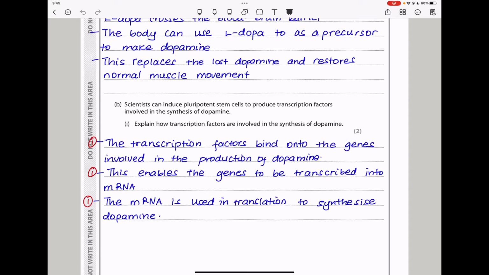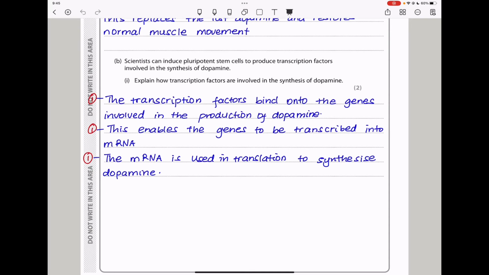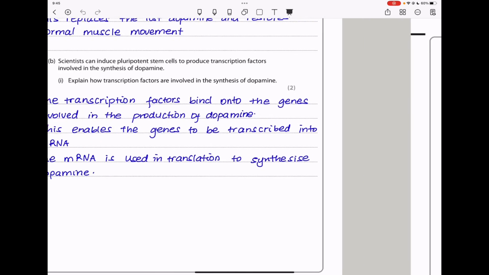If you remember, transcription factors will bind to specific genes that are to be transcribed. So here I said that transcription factors bind onto the genes involved in the production of dopamine, and this enables the genes to be transcribed into messenger RNA. The messenger RNA is used in translation to synthesize dopamine. This is a 2-mark question, so it's simple like this would earn you the marks you're looking for. Moving on.